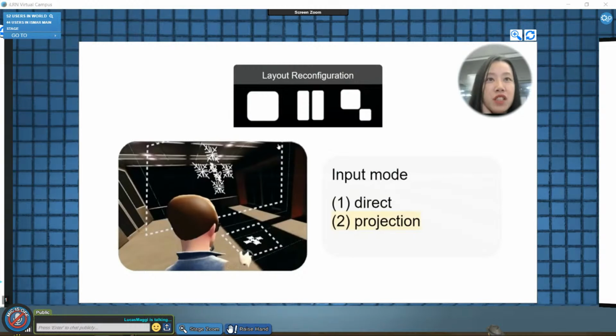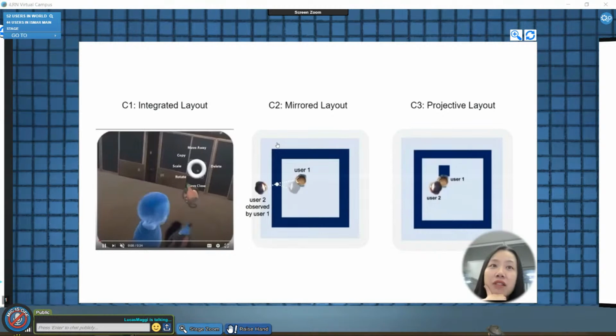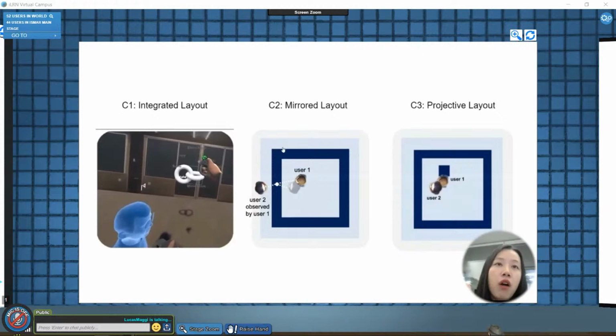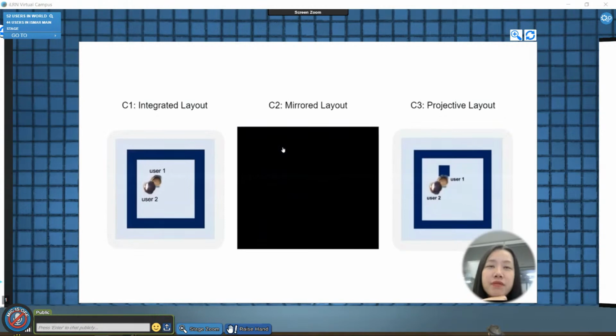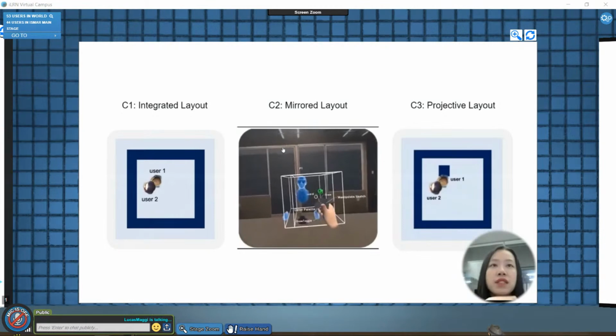Combining the real-world metaphors, we design three layout conditions to evaluate the Collabo VR system: integrated, mirrored, and projective layouts. The integrated layout inherits the side-by-side whiteboard metaphor by applying side-by-side user arrangement and direct input mode. This layout places remote or co-located participants into the same shared virtual space. The mirrored layout inherits the face-to-face communication metaphor. This layout resolves the issue with the clutter and occlusion by placing other avatars on the opposite side of the interactive board.